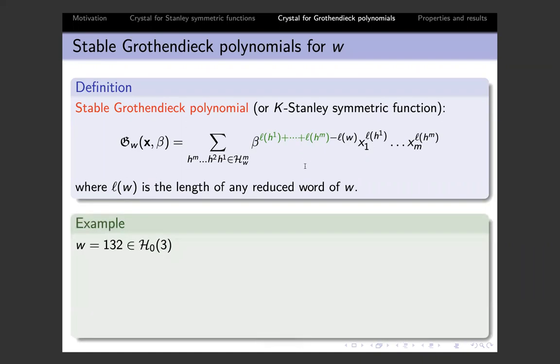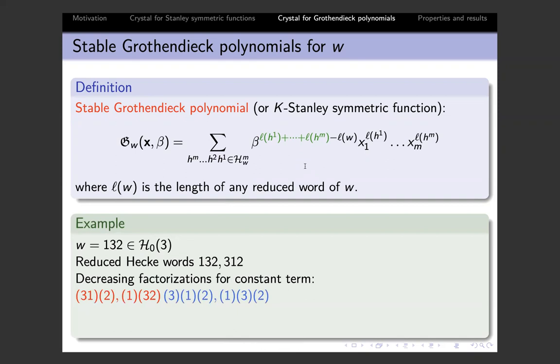Here's an example. W is now again a reduced word in S3, but it's also a word in the zero Hecke monoid. If we look at the decreasing factorizations into words of length 3, this would correspond to a term beta to the 0. Here are the decreasing factorizations, and the term beta to the 0 would look like this. The red terms come from the red decreasing factorizations, if you also allow empty factors, and the blue term corresponds to the blue factorizations. You can see that this is actually equal to the Schur function S_21.